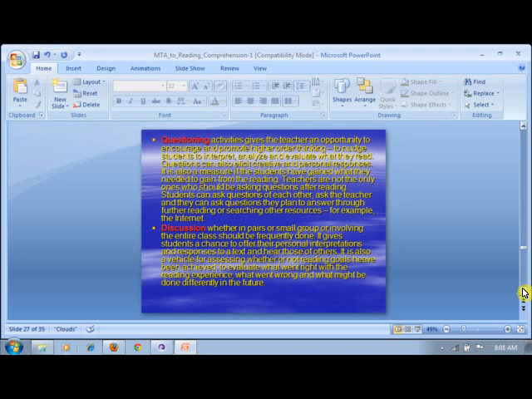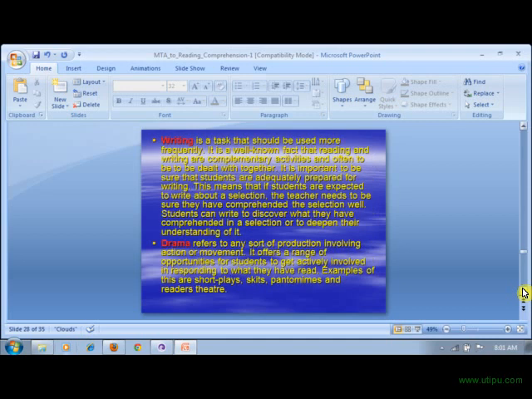For example, the internet. Discussion, whether in pairs or small groups or involving the entire class, should be frequently done. It gives students a chance to offer their personal interpretations and responses to a text and hear those of others. It is also a vehicle for assessing whether or not reading goals have been achieved, to evaluate what went right with the reading experience, what went wrong, and what might be done differently in the future.